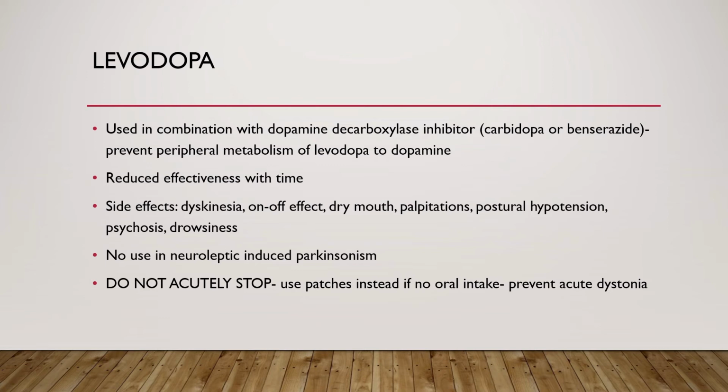Like I said, patients I've seen before have been given levodopa, prescribed it incorrectly as the diagnosis was initially Parkinson's, when in fact it was an atypical antipsychotic that was causing their Parkinsonism in the first place. And just to reiterate, please do not stop this medication, always prescribe it. There are some alternatives you can use, like you can use a patch if they are not taking anything orally, and this again prevents some of the complications like acute dystonia that you get from suddenly stopping Parkinson's medication.